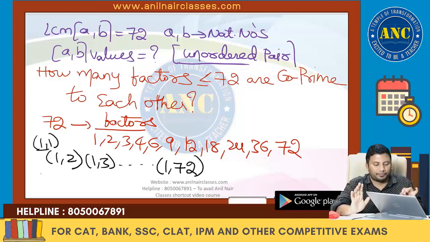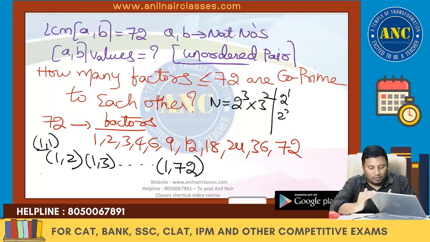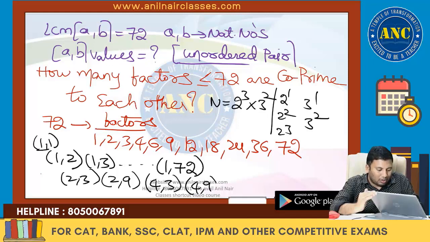N is 2 power 3 into 3 square. This is 2 power 1, 2 square, 2 cube, and 3 power 1, 3 power 2. 2 and 3 are coprime. 2 and 9 are coprime. 4 and 3 are coprime. 4 and 9 are coprime. 8 comma 3 are coprime. 8 comma 9 are coprime.